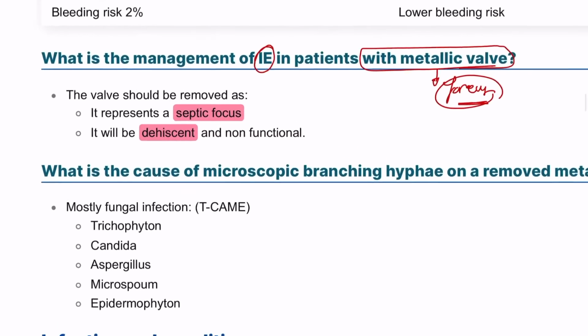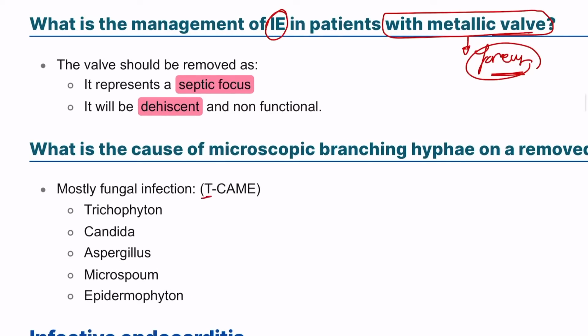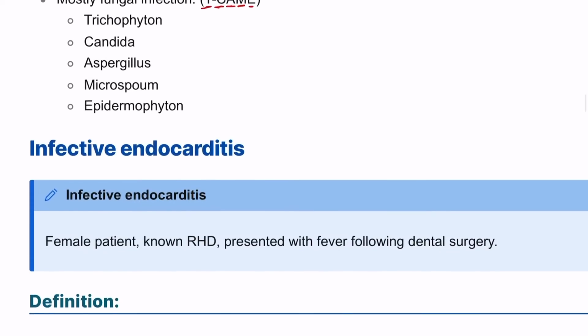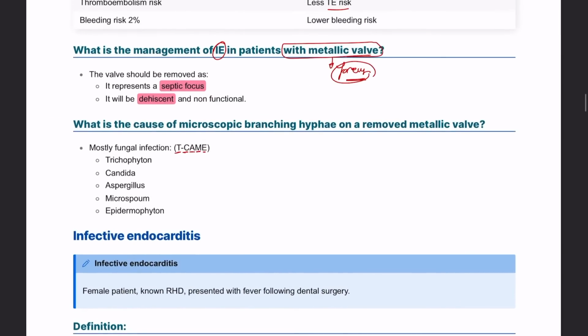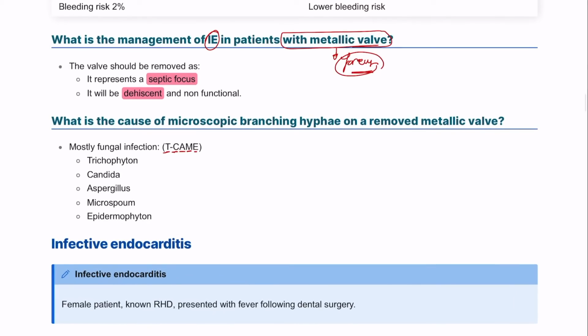What is the cause of microscopic branching hyphae in the removed metallic valve? The way I remember is T CAME. So T is Trichophyton, and then Candida, Aspergillus, Microsporum, and Epidermophyton as well. So this is aortic stenosis. Very quickly on pathophysiology of aortic stenosis and also the complications and the cause of death and so on.